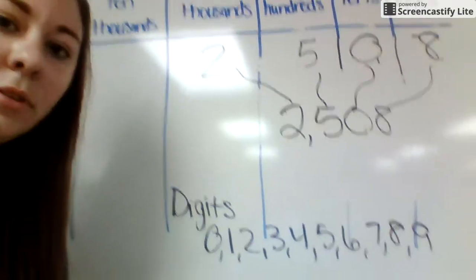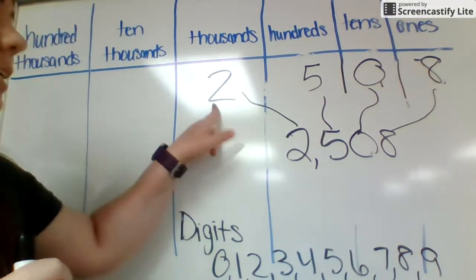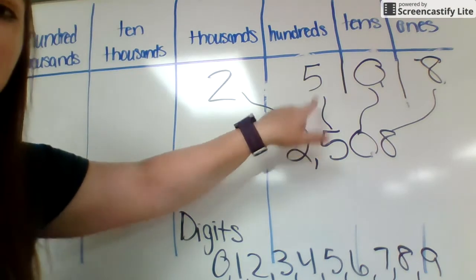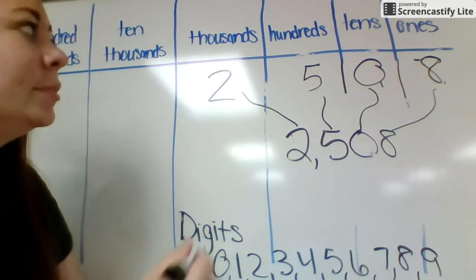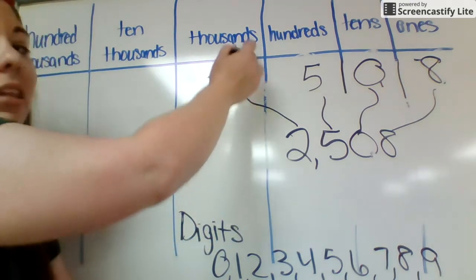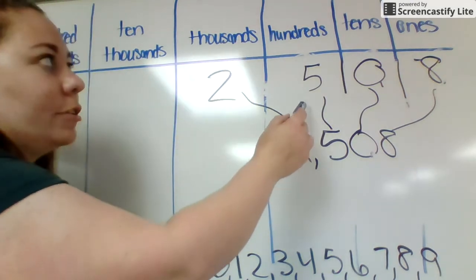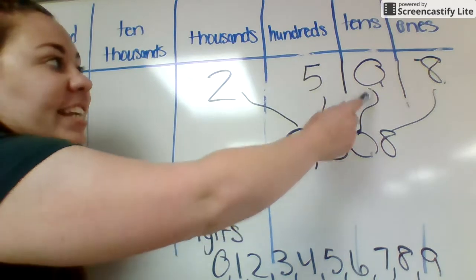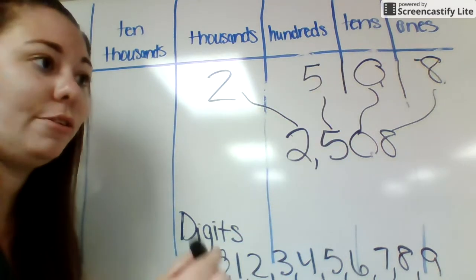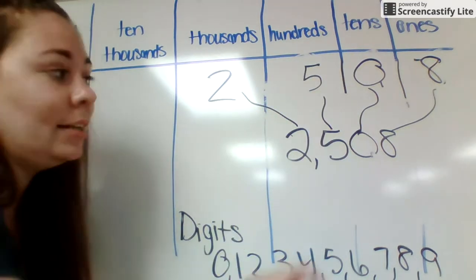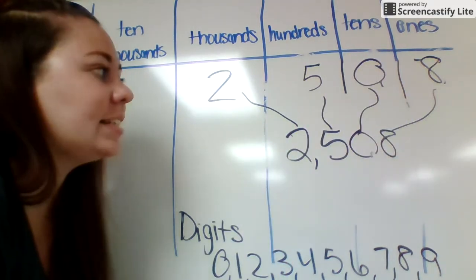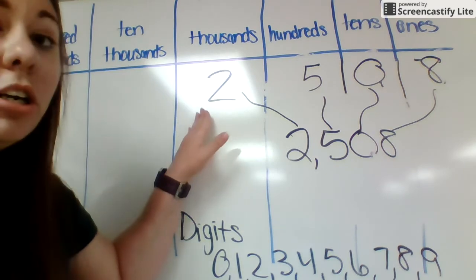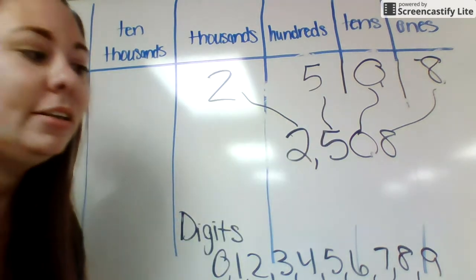The 2 is in the thousands place. I have the 5 in the hundreds, I have 0 in the tens, and 8 in the ones. So I know my 2 is worth 2 thousands. My 5 is worth 5 hundreds. I have 0 tens. Okay, the 0 is still just going to be worth 0 tens, and I have 8 ones. So this is how, by using a place value chart, you can tell the value of a digit in a number.